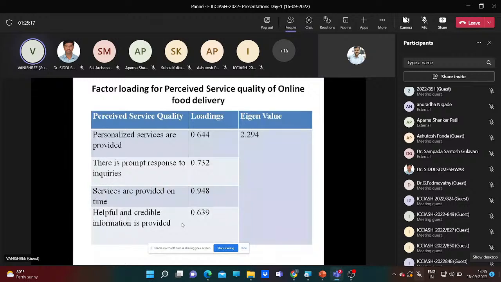Out of these sub factors, the one that has got the highest loading is services are provided on time. The food delivery apps are all trying their level best to deliver within 30 minutes max, and that has got the highest loading. So this sub parameter has been able to meet the expectations of the customers when it comes to service quality. The other parameters have also got positive loadings of more than 0.5, which means that they are also equally relevant in perceived service quality.